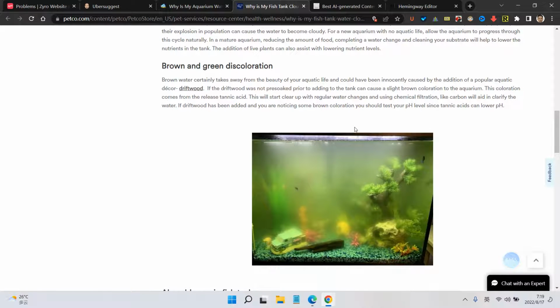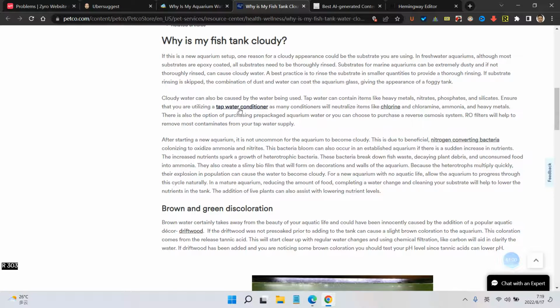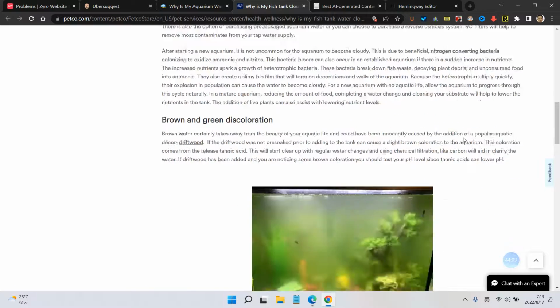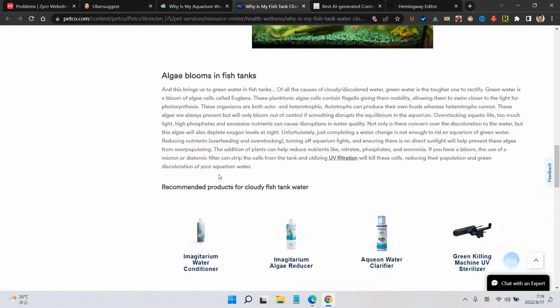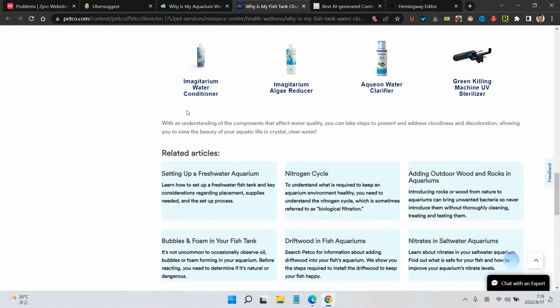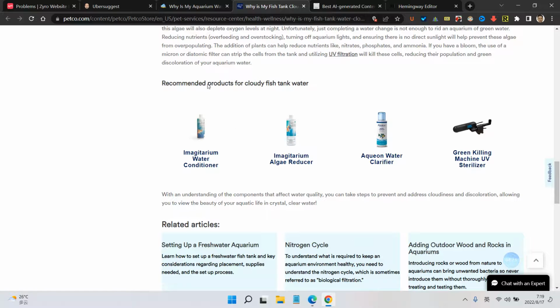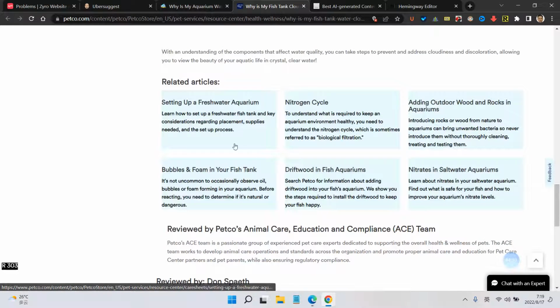So I think I can learn from them, because in this part there is the tap water conditioner, and the product is here when people are going to use it, and at the last part they also have a list with the pictures. Okay, I love this kind of strategy. They mention their products twice, and there are also other articles.